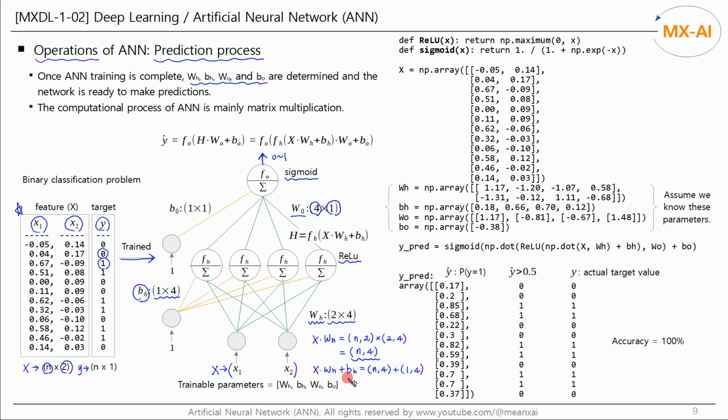Then a bias matrix BH is added to the resulting matrix. The order of matrix BH is 1 by 4, and matrix broadcasting occurs. The order of the resulting matrix is n by 4. And when the activation function of the hidden layer is applied to this resulting matrix, it becomes matrix H, which are the outputs of the neurons in the hidden layer.